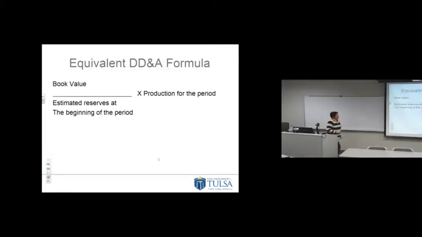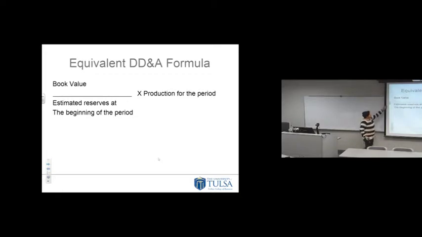Okay, so this is what most companies will use, an equivalent formula. So you may have heard someone in your company talk about an amount of DD&A per barrel, or an amount of DD&A per MCF, or an amount of DD&A per BOE, barrel of oil equivalent. How much did it cost me in capital cost to get this barrel of oil equivalent?